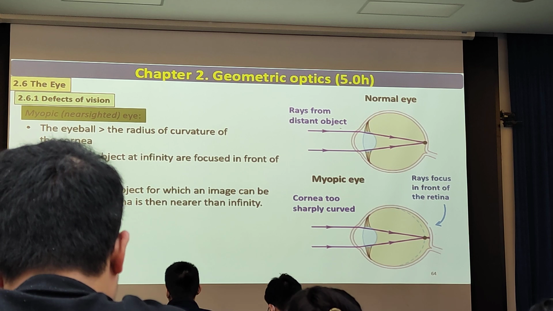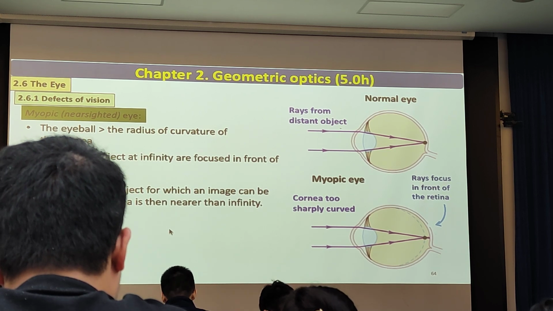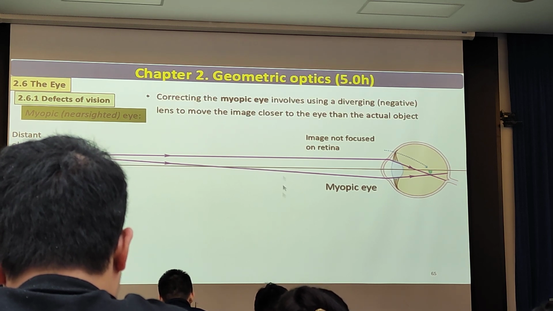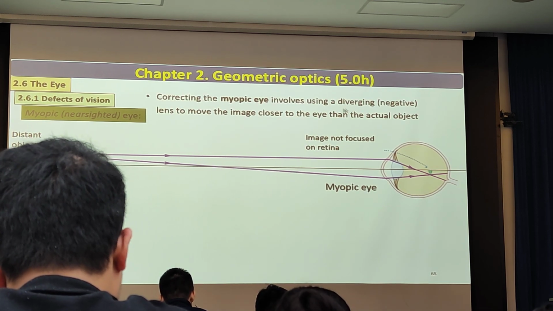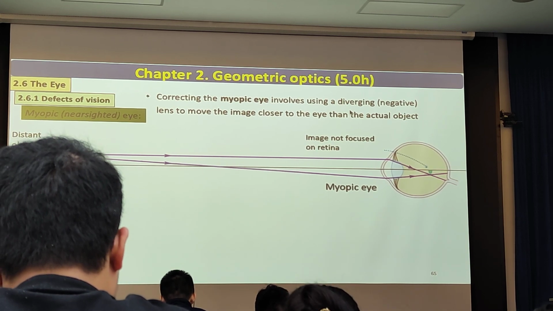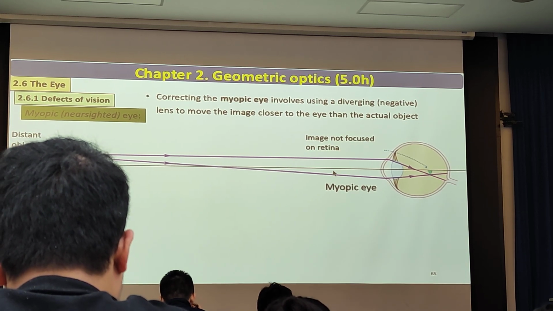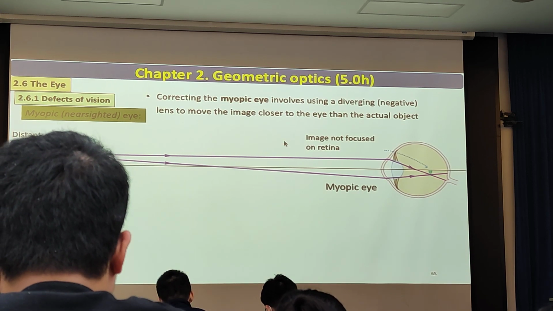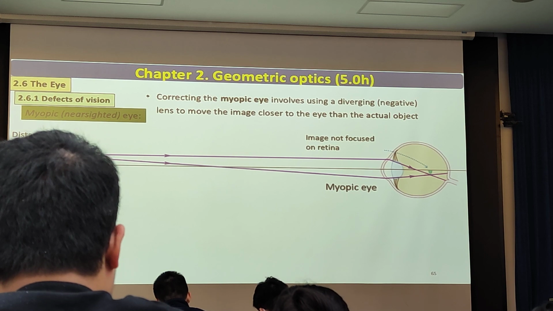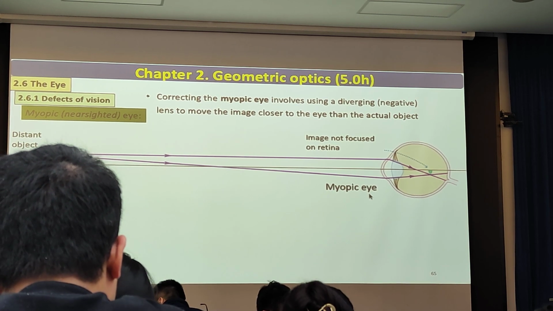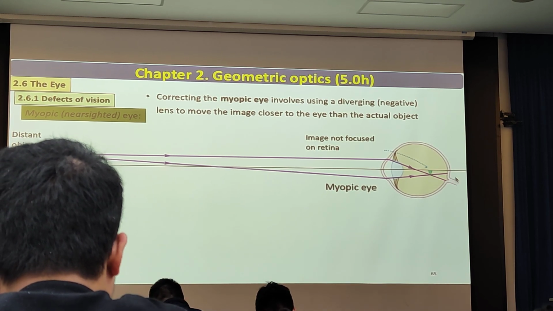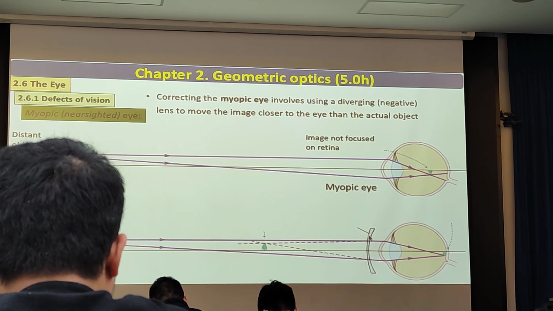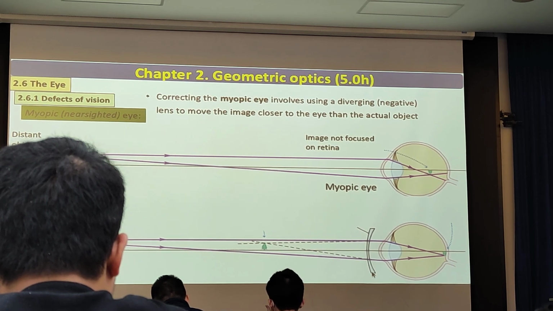And in order to fix that, we will use a tool in order to correct that. That means here we will use a diverging lens, in order to make the image closer to the actual object, and you can observe that. Here is the distance. And with the myopic eye, the image is formed here, not on the retina, so you cannot observe that. So what we need to do is that we use this lens, this diverging lens.